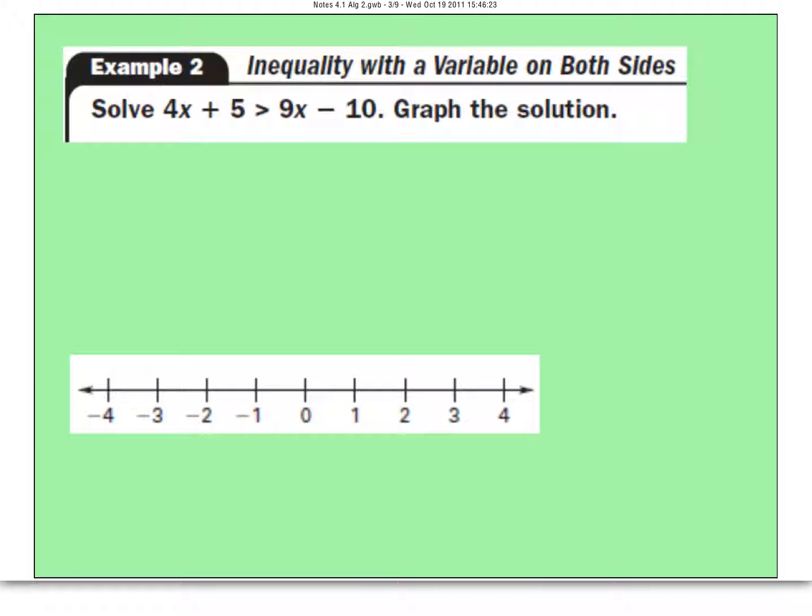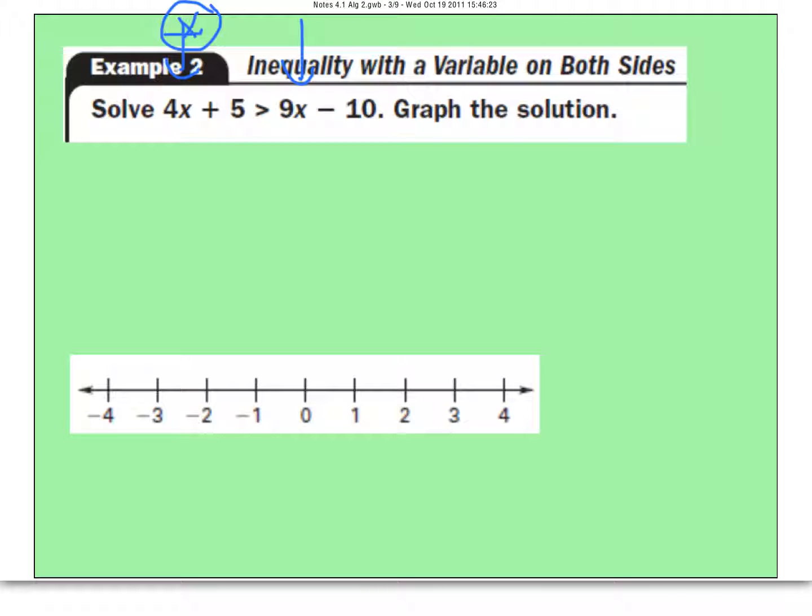Now let's take this a couple steps further. This is an inequality with variables on both sides. Again, we're going to solve it just like we would an equation. After we solve this one, I'm going to show you how to graph the solution. So with this one, there's variables on both sides, so we can first choose if we want to keep the x over here to the left or over here to the right. On inequalities, I like to keep the x on the left-hand side. It just makes it easier for when I graph it.